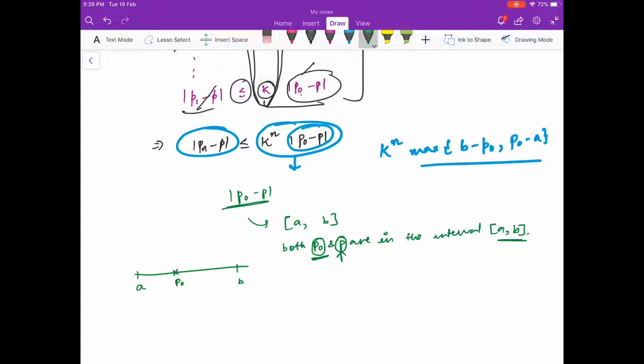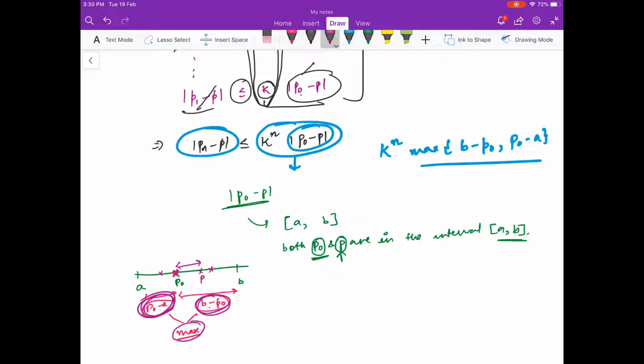Okay, P is anywhere. Now, if this is your B minus P0, and this is your P0 minus A. We don't know, because here I have drawn P0, it may be here also. So whatever is maximum out of these two, P is going to be here, somewhere in between. So distance between P and P0 cannot be more than the maximum of these two numbers. Right? Is that thing clear?